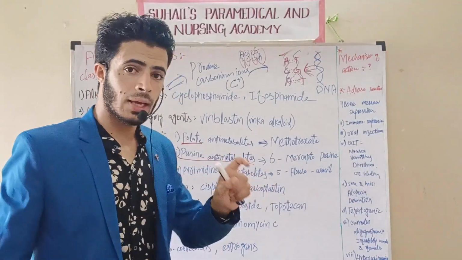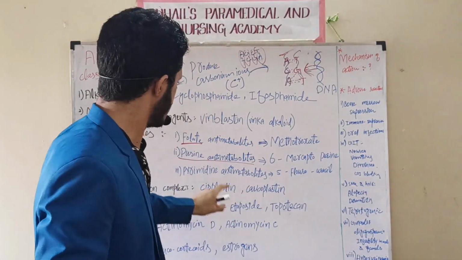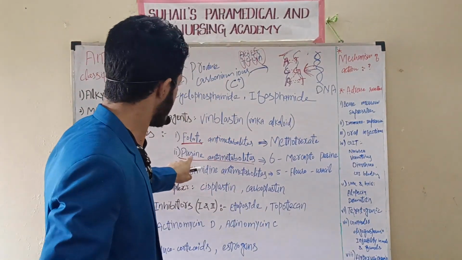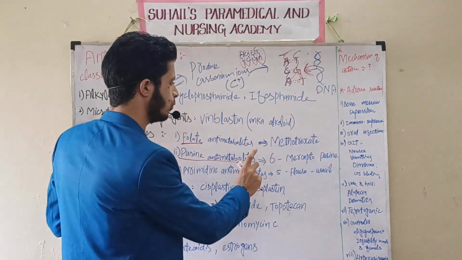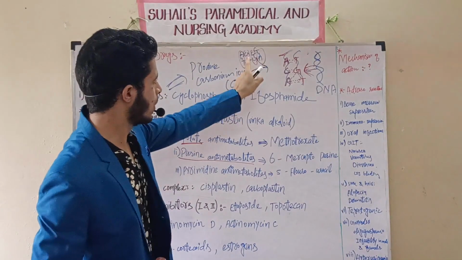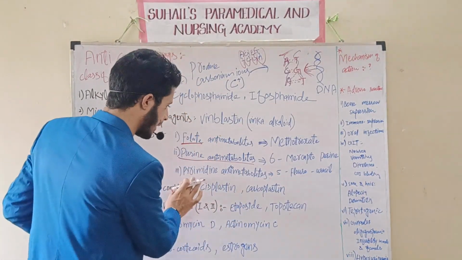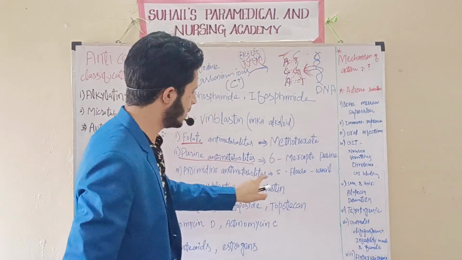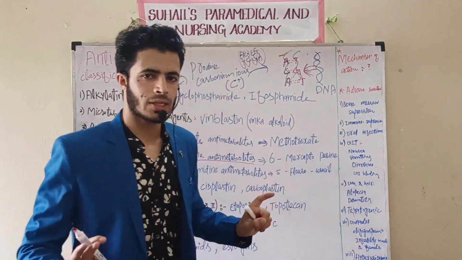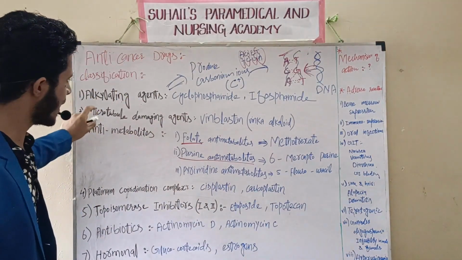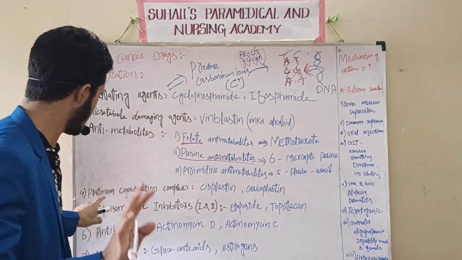They will inhibit the purine bases. They will act against the purine bases. What are those purine bases? I told you, adenine and guanine are purine bases. Then there are pyrimidine antimetabolites. The example is 5-fluorouracil. So this is how these three are acting. I am telling a simple mechanism, not the broad mechanism.